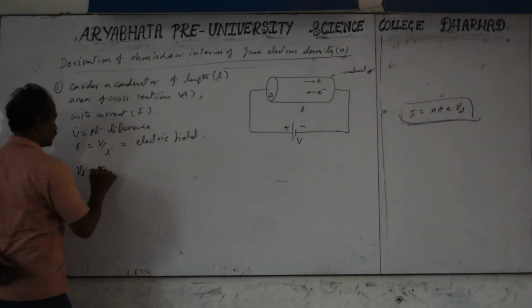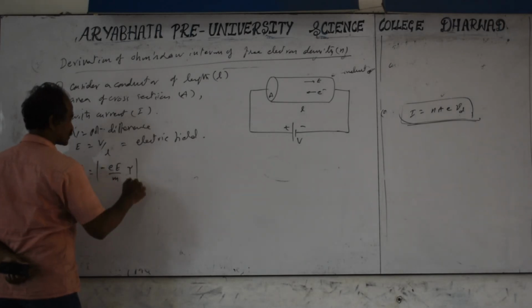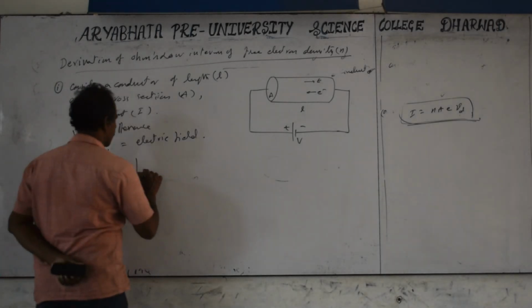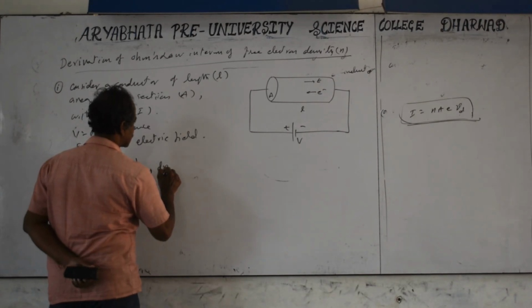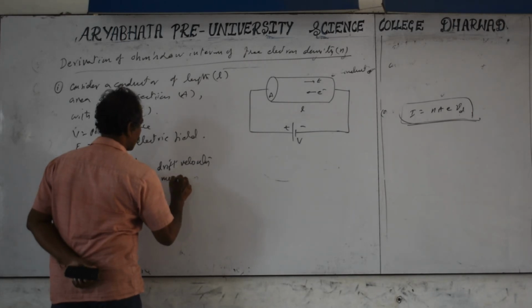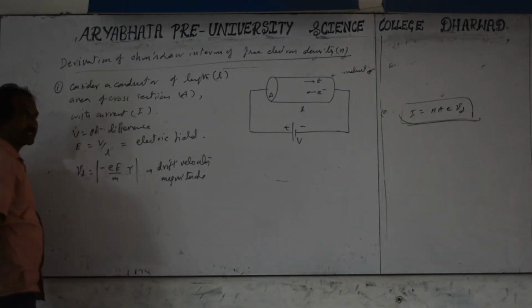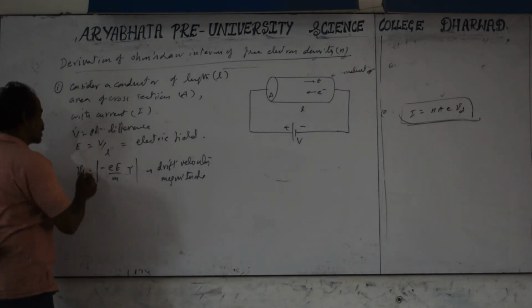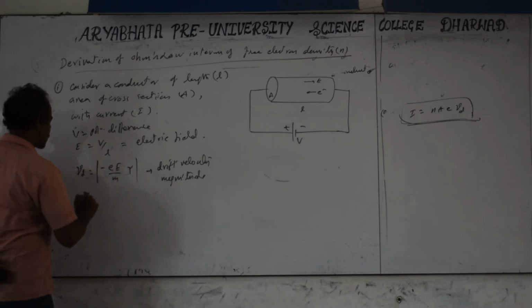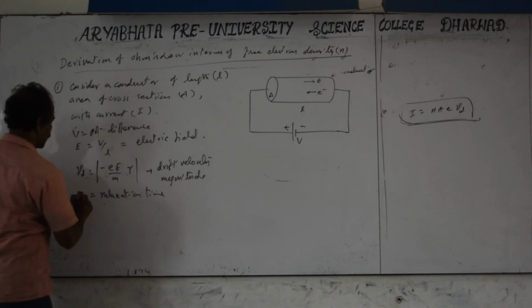Vd is nothing but equal to minus Ee by m into tau. I am putting the magnitude. This is the drift velocity. The minus only indicates that the velocity is opposite to the electric field, so I am just taking the magnitude of the drift velocity. And what is this tau? Tau is the relaxation time. What is the relaxation time? It is the time interval between two successive collisions.